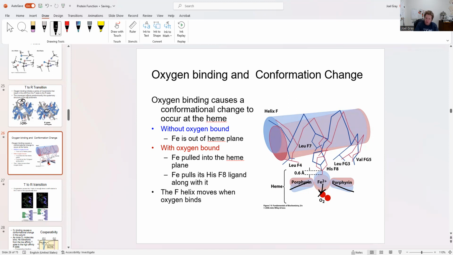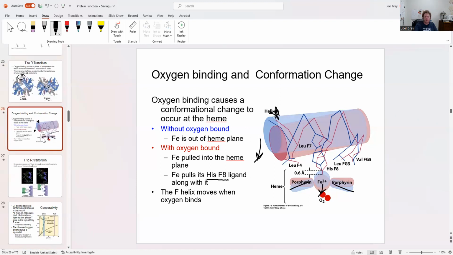Now, what that's also going to do is cause this F helix to shift downward. So the binding of oxygen pulls down that alpha helix. And this is all because iron pulls that histidine F8 about 0.6 angstroms, so it pulls that downward. That entire F helix moves when the oxygen binds. And that's going to be one of the things that leads to the conformational change from the T state to the R state.